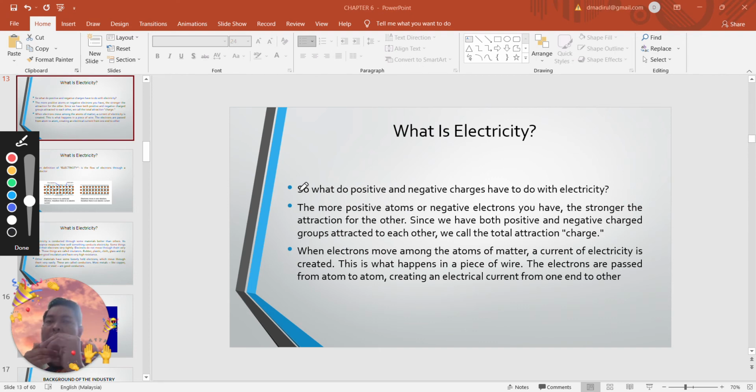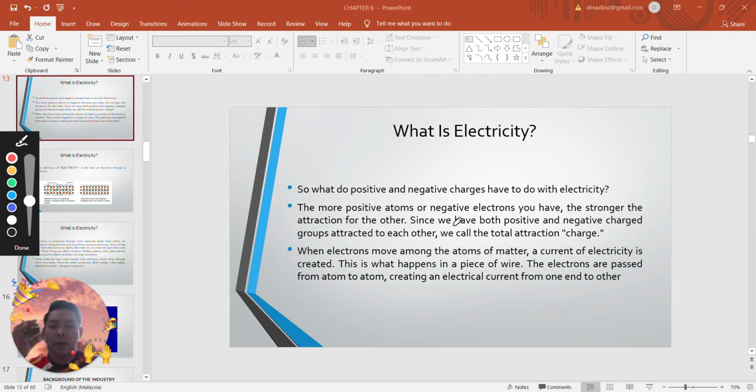From this slide, we will know what electricity is and what the function of positive and negative charge is in electricity. The more positive or negative atoms you have, the stronger the electric attraction for the others. Since positive and negative charges are attracted to each other, like a couple, we call this the total attraction charge.